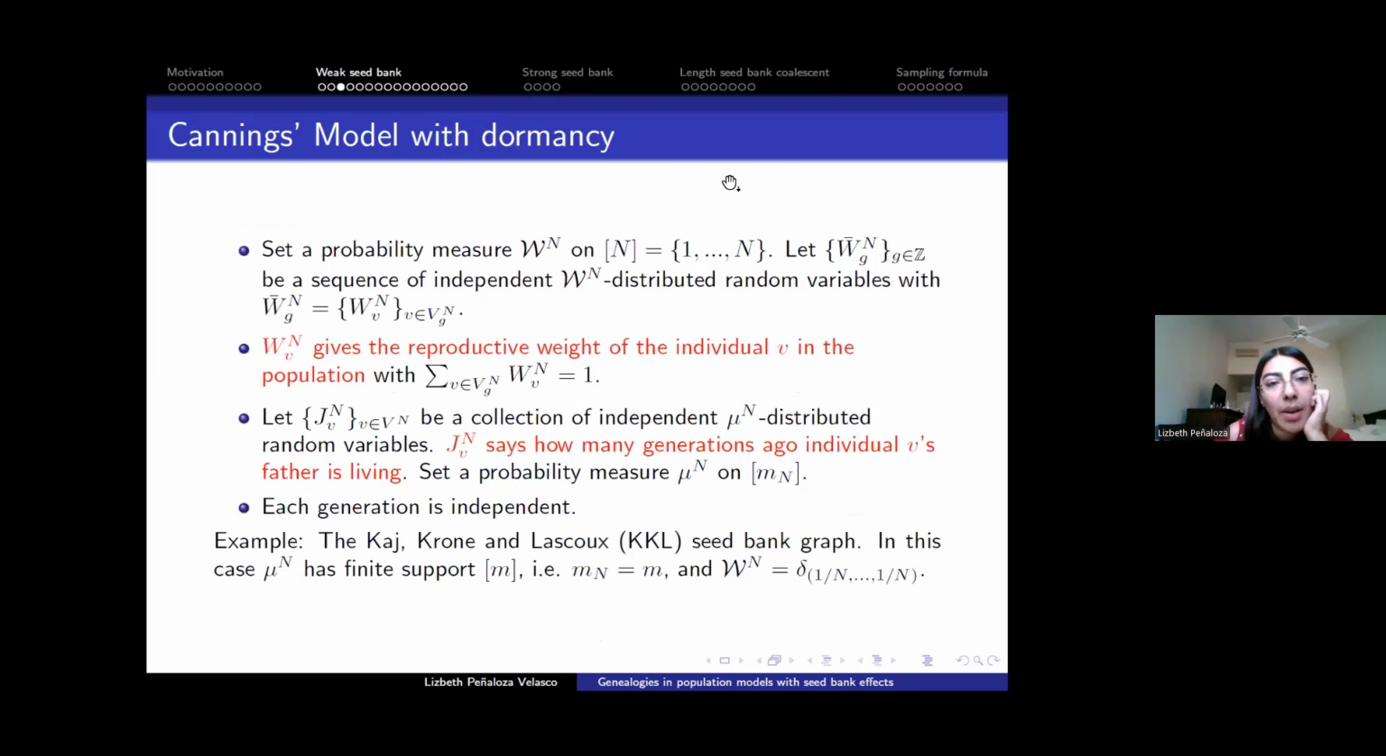Also, we have a probability measure, and W gives the reproductive weight of the individuals B in the population. Also, we have a collection of independent mu-distributed random variables, where this random variable says how many generations ago the parent of individual B lived. And each generation is independent. For example, in the case of Blath-Gonzalez-Casanova-Kurt-Wilke, mu_n has a finite support. That means M_n is equal to m, and this probability measure is equal to this.